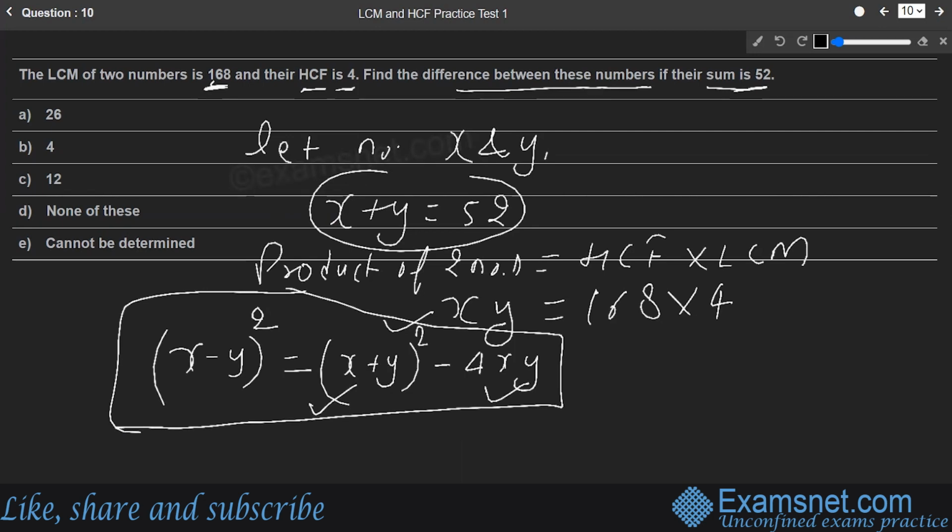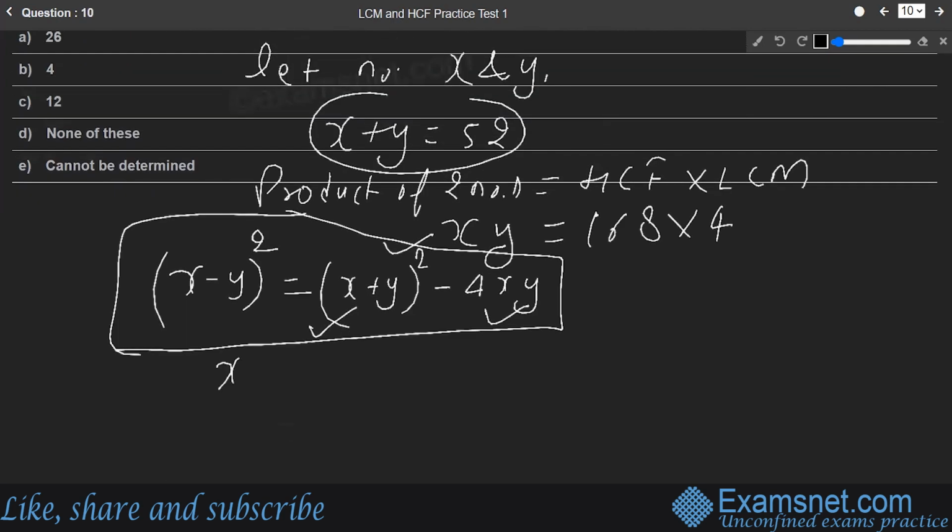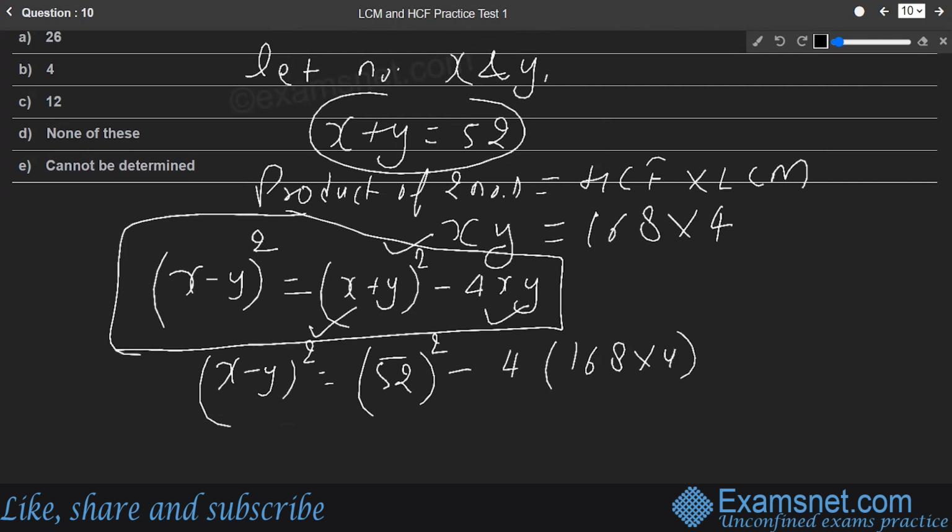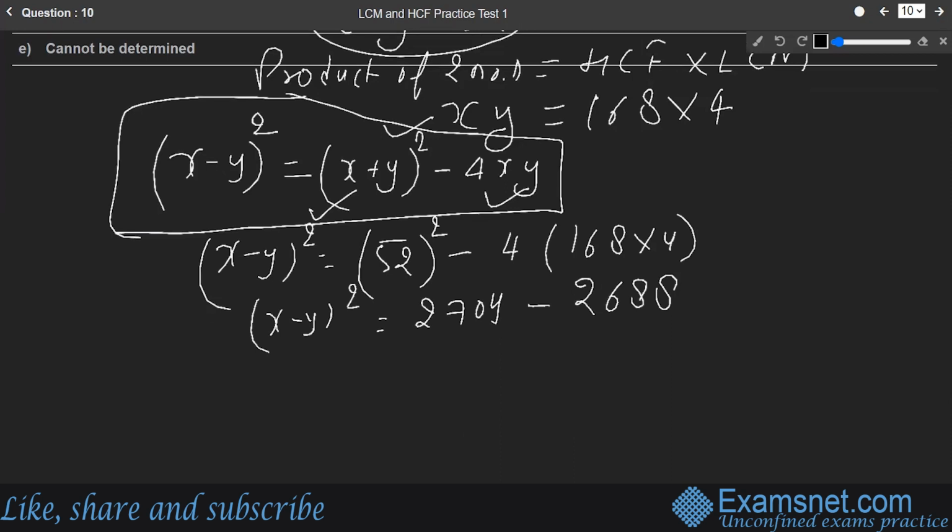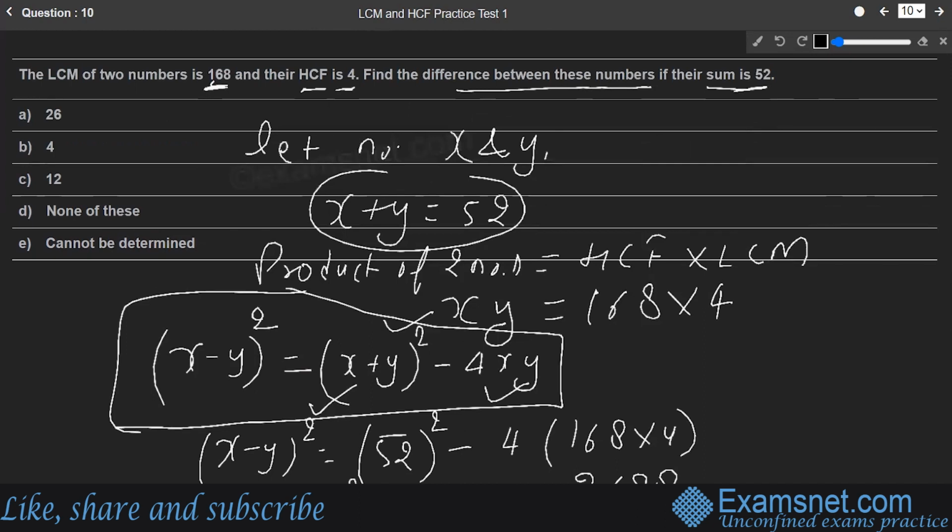If I put it like that, then how much is it going to be? Let us find out. I'm supposed to find x minus y whole square. x plus y is already available, that is 52 square, minus 4 into xy, and xy is 168 into 4. Now let us solve this. x minus y whole square is 2704, that is the square of 52, minus the product of 4 into 168, which comes out to be 2688. Solving further, x minus y whole square is finally 16, which gives me the x minus y value as simply 4. So that is the right answer. They had asked for the difference between these two numbers, and the difference comes out to be 4.